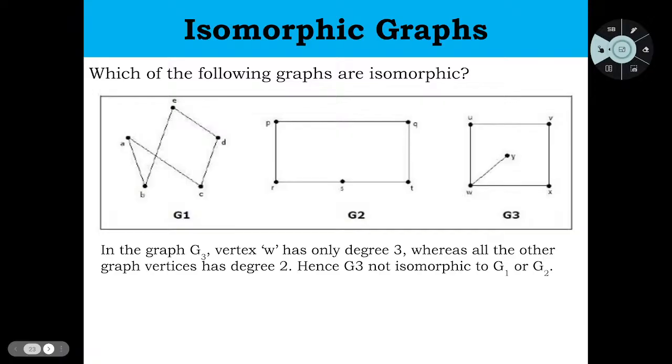Is the third one isomorphic? The third one is not isomorphic. We have not done it correctly yesterday. Those who did it yesterday, G1 G2 isomorphic, it's not isomorphic, right? Why? Because its degree is 3. Now listen here.